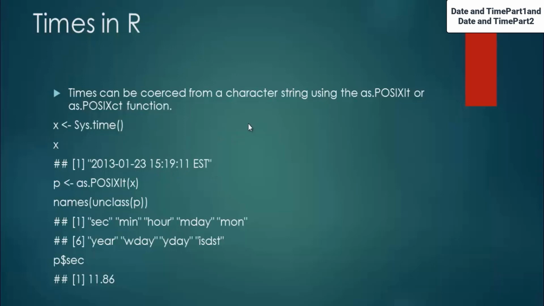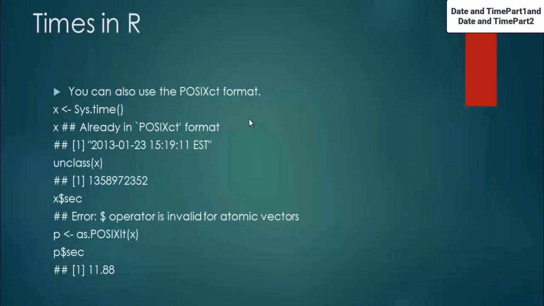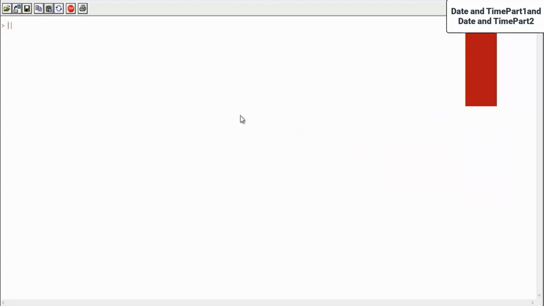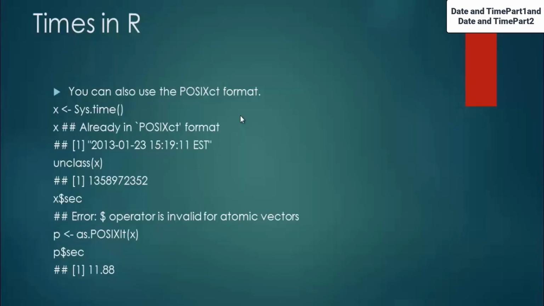So this is how you can use the time functions in R programming. We can use the POSIXct format also. The same way we can store POSIXct. Let's say the Sys.time is already in POSIXct format. Now if I print x, you will get the same day.